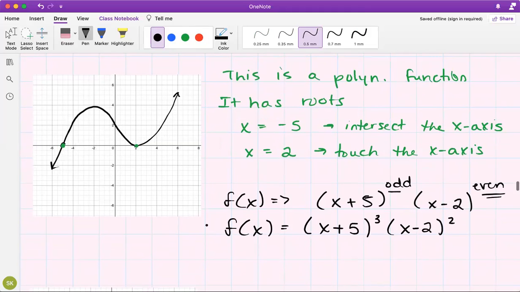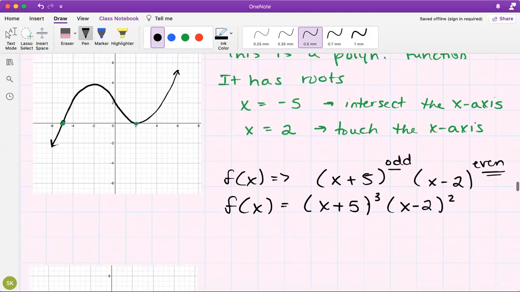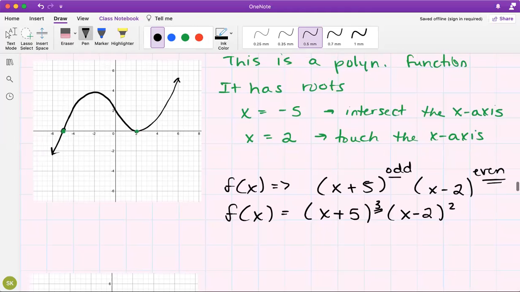I'm not saying that this is the exact formula for this function, but the graph of this function is going to look almost identical to it. The hump here might not be as big, or it might be even bigger, but the graph is going to look virtually the same. Because whenever you have an odd number here, you intersect through that point. And whenever you have an even number here, you just touch it and go.